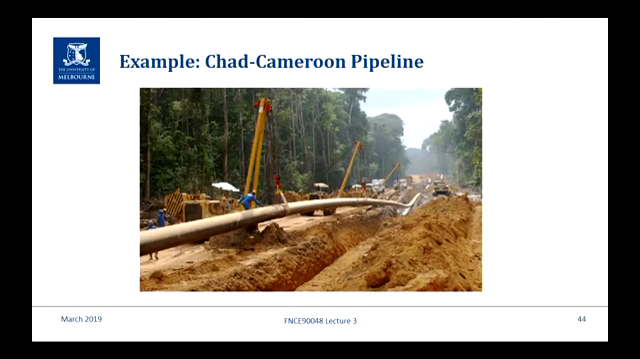Okay, that's the example of the Chad Cameroon pipeline. What are the environmental risks that you perceive? Deforestation, you're saying? Yep. Deforestation, absolutely. They've cut a dirty great trench down the middle of the treed area. Deforestation's a big one in this one. What else?